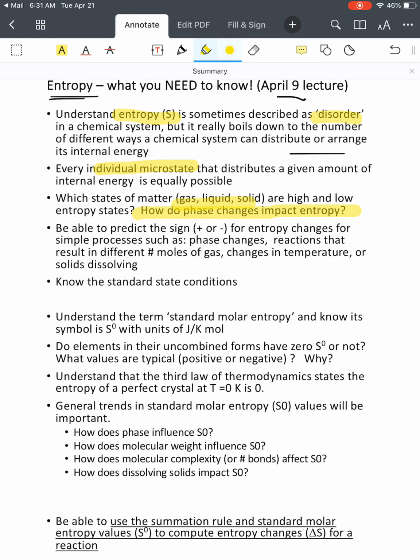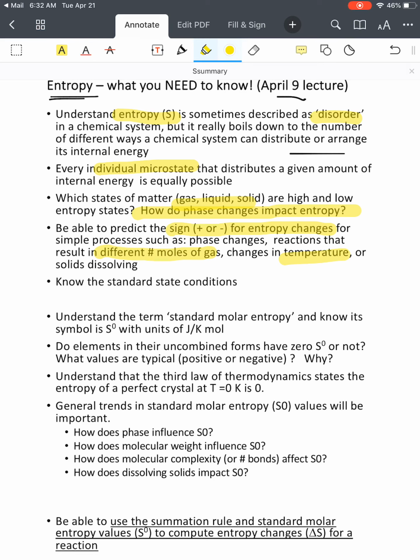And that really is the next topic. We want to be able to predict the sign for the entropy change for a couple simple processes. Phase changes would be one: evaporation, condensation, melting, things like that. Also, if you're given a chemical reaction that produces a different number of moles of gas, whether you make more gas or you make less gas, know how to predict the entropy change associated with those types of reactions. Again, that's all covered in the video, as are changes in temperature, or solids dissolving. So any of these simple processes, just be able to conceptualize whether that leads to an entropy increase or decrease for our system.